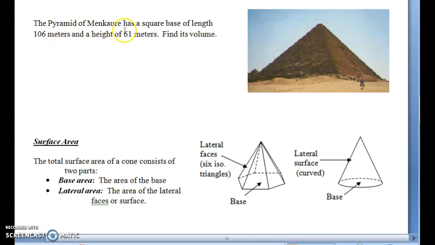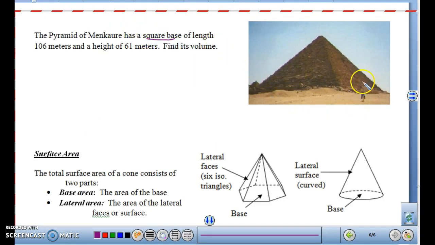All right, we have the pyramid of Menkaure. It has a square base of length 106 meters. So the base down here is a square, and it has a height of 61 meters. Okay, so if we draw a quick sketch of this, your base is going to be a square. Each side is 106, and it comes up to make a nice straight line here. The apex is above the base, so the height comes down like this, and it is 61. Excuse my drawing there. Okay, so the formula, V equals 1/3 area of the base times the height.